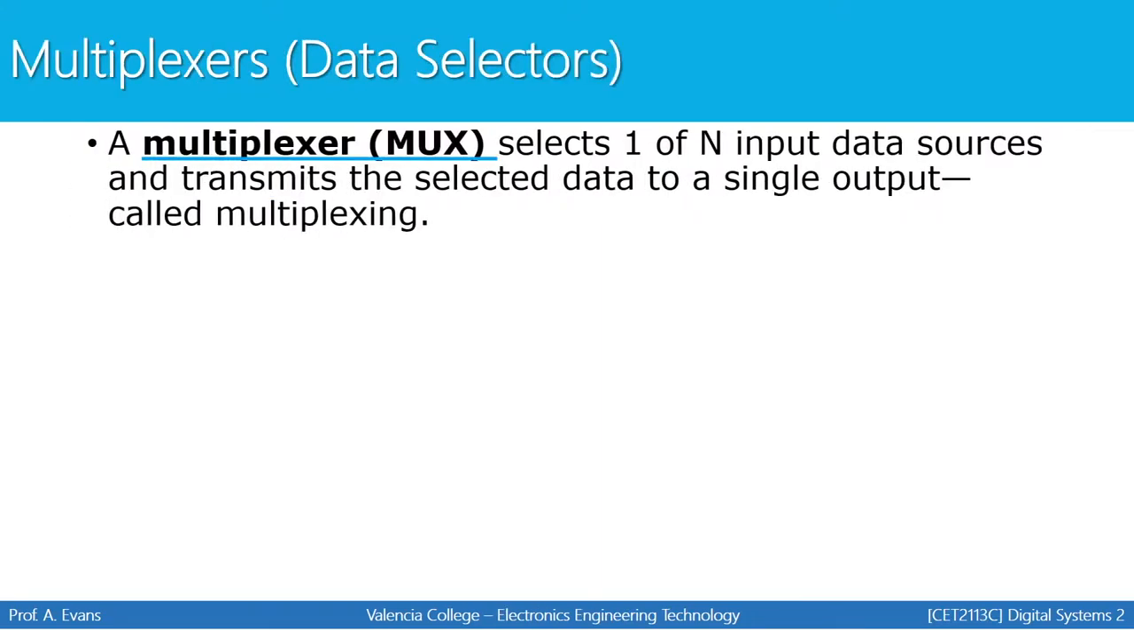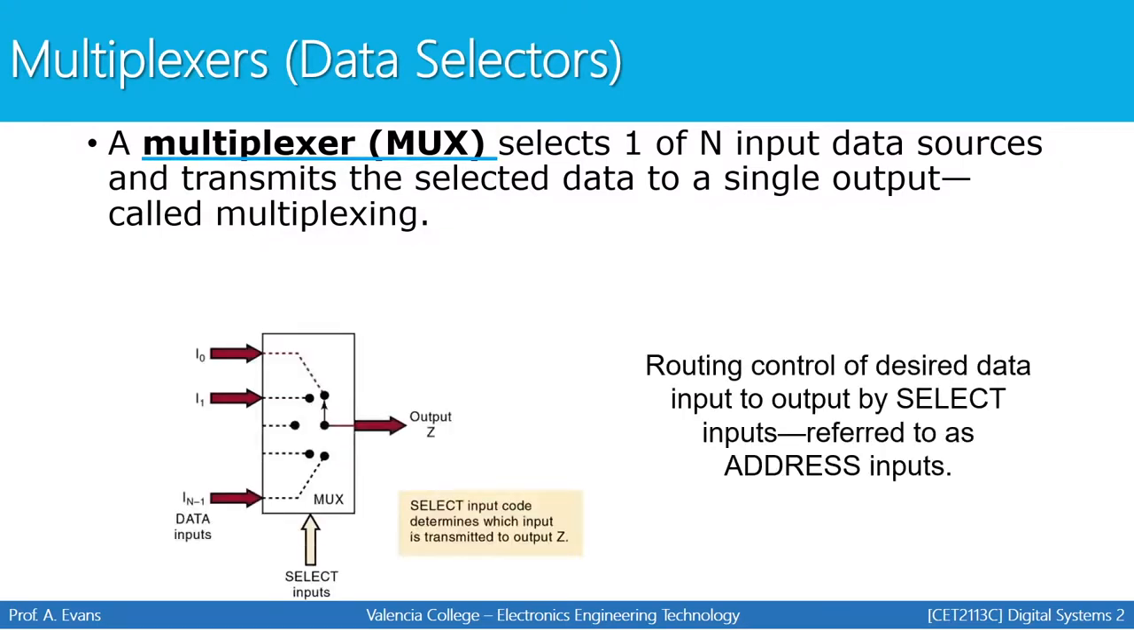We'll start with a multiplexer, or a MUX for short. A MUX selects one of n input data sources and transmits the selected data to a single output. We call this multiplexing. Here is a block diagram of what a multiplexer might look like. So we can have a number of inputs. These are our data inputs.